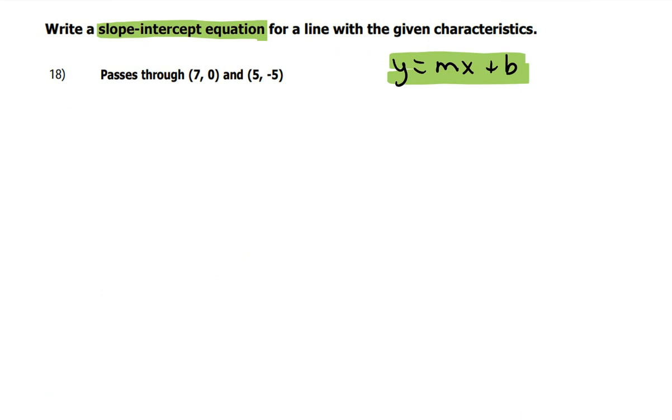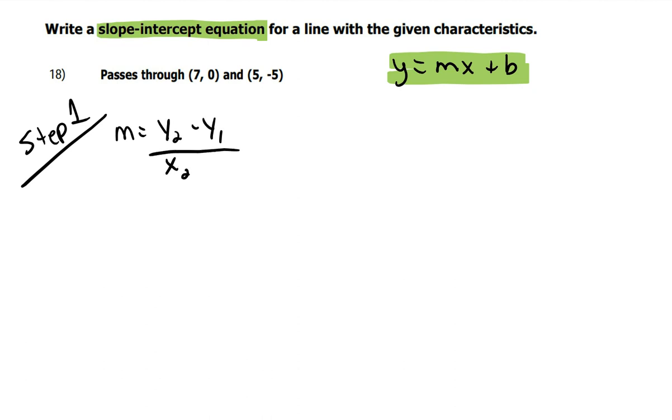So my first task, we'll call it step 1, is to find the slope. Step 1. And I do know that the slope is y sub 2 minus y sub 1 over x sub 2 minus x sub 1. I just have to plug all the right numbers in.